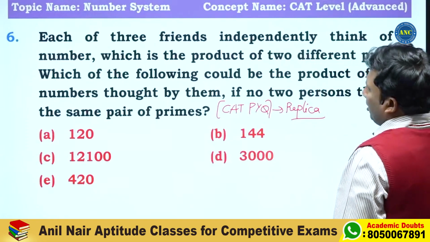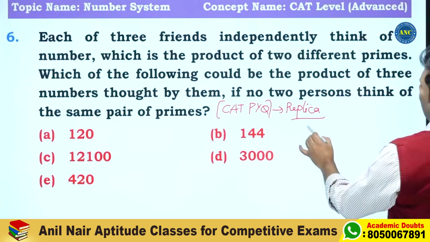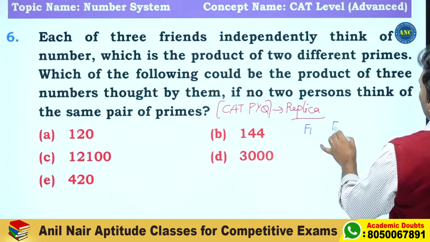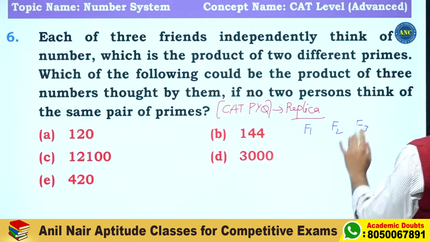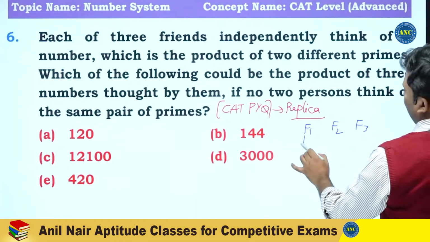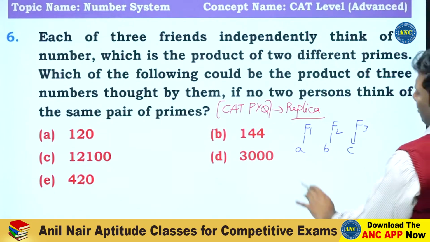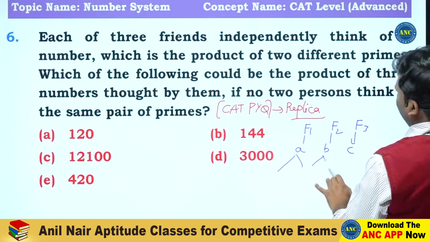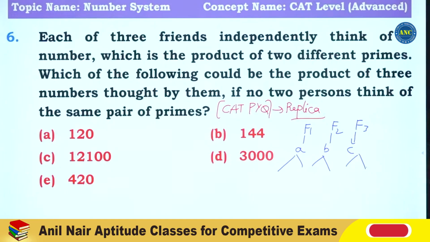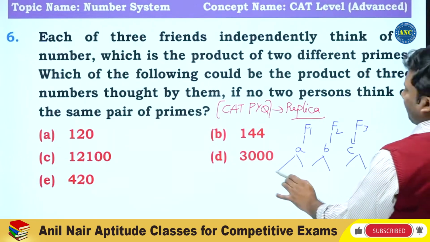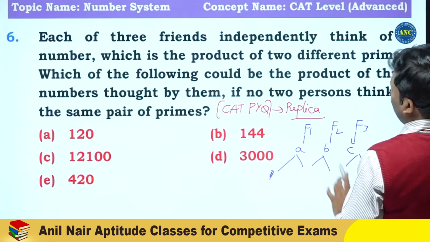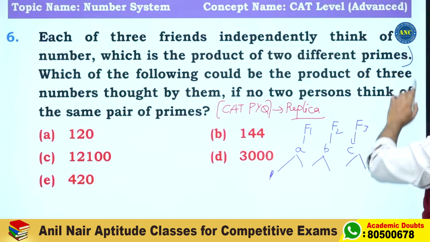First, read the question. Each of three friends, there are three friends, F1, F2, F3, will think of a number. A, B, C, which is the product of two different primes. Are you all with me? So, the product of two different primes. Okay, till here I understood the question.